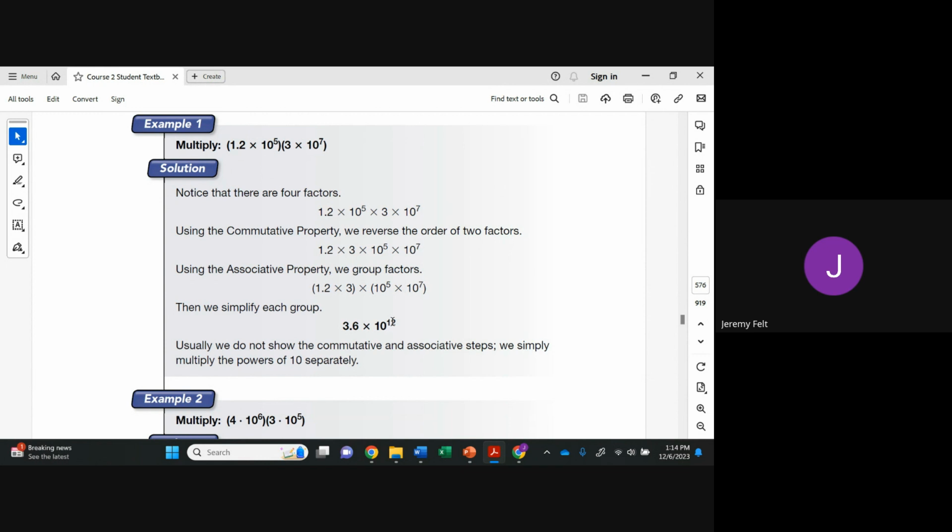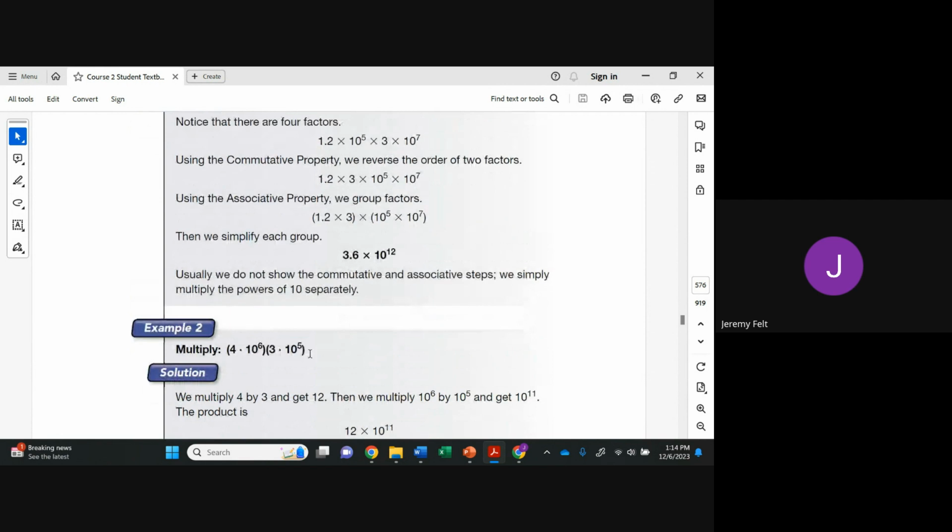We just have to make sure that our coefficient, this number right here, is greater than 1 and less than 10. So we can't have like 36 times something. We have to make it 3.6. In this case, it worked out. We didn't have to do that. Some we may have the added step. So let's look at this.